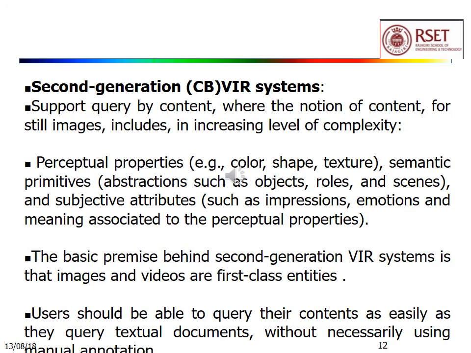The second generation VIR system means content based image and video retrieval. Here we are searching for an image based on its content, with an increasing level of complexity, for example color, shape and texture. Sometimes we are also looking for higher level features like objects, roles and scenes.